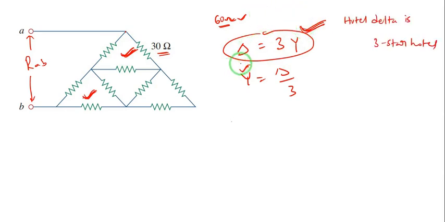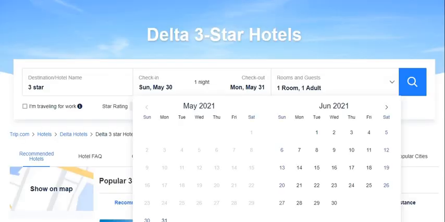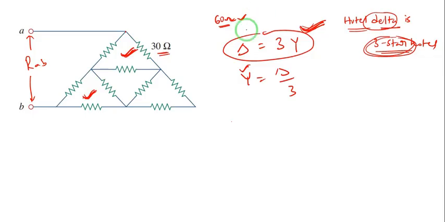For remembering delta equals 3 star, use this logic: Hotel Delta is a 3-star hotel. Just use this technique and you can solve this. So the resistance of the delta is 3 times that of the star connection, and the resistance of the star connection is 1/3 of the delta connection.